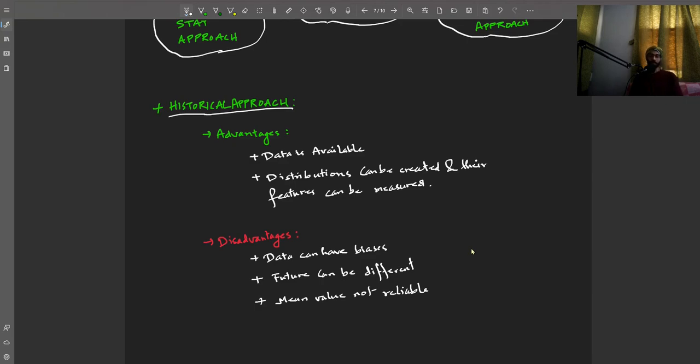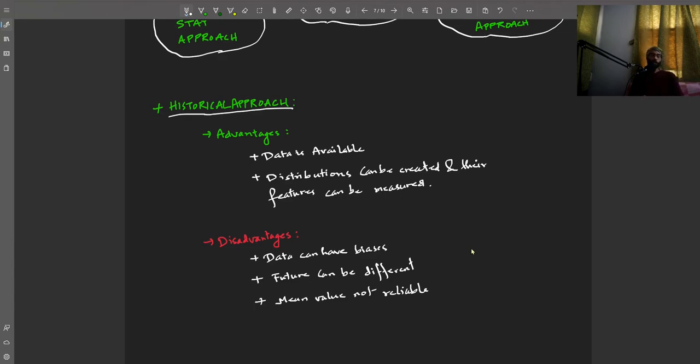Now the disadvantage of this kind of process is, firstly, the data can have biases. There can be survivorship bias, there can be look-ahead bias. Then the future can be different. Let's say you create a distribution which has a certain pattern to it, certain mean and certain variance, but the future can be completely different depending on the market conditions, depending on the volatility, etc. So the future can be different. The past may not reflect the future itself.